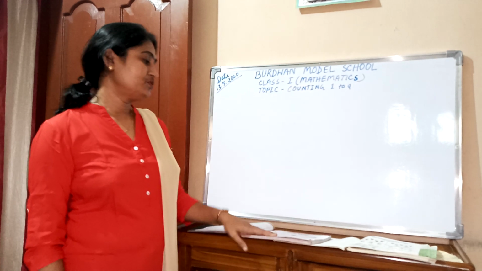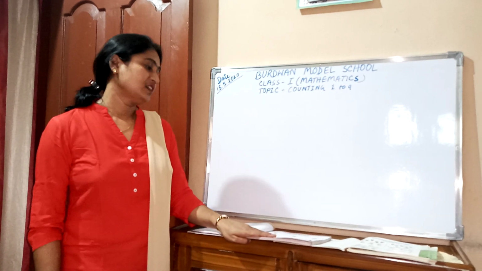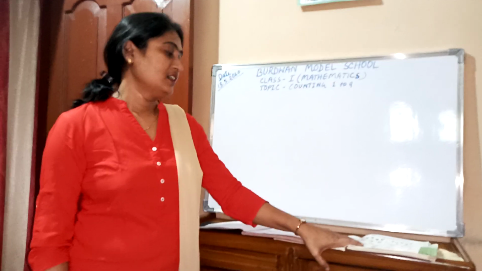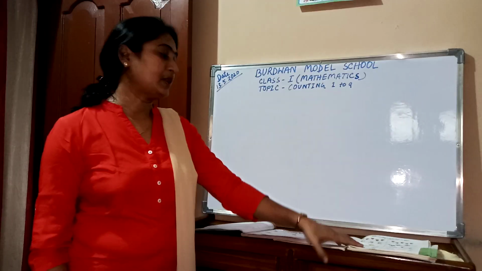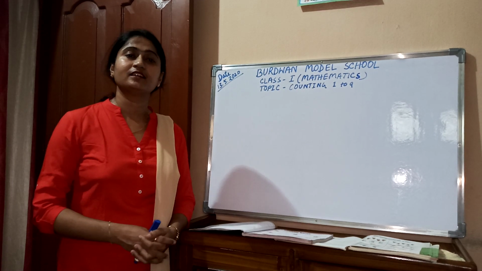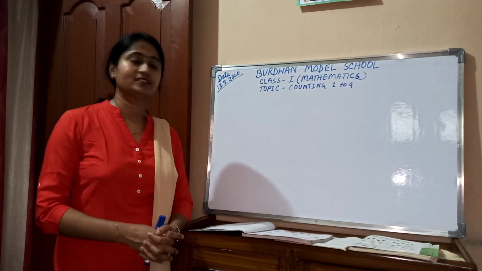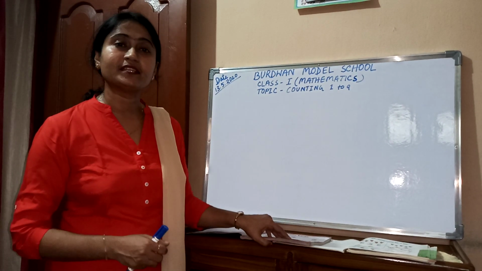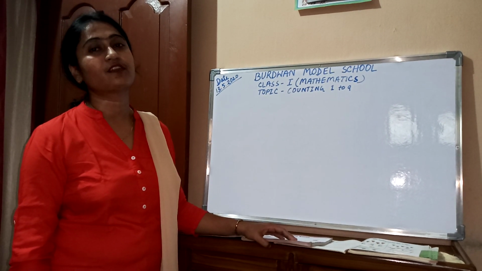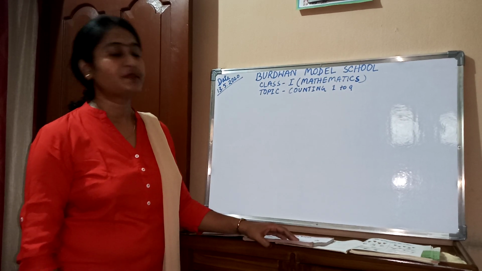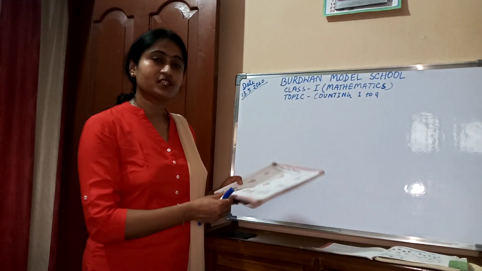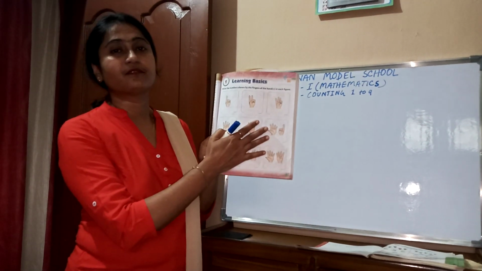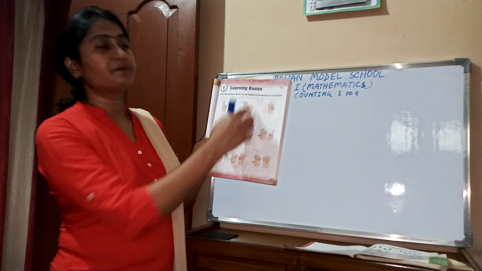Okay, now today class 1, previous day we have started the new chapter, that is chapter number 2, numbers from 1 to 9. That chapter related chapter in composite book is chapter number 1, learning basic. So today we will practice from our composite book. Please all of you take out your composite book, page number 7, the first chapter, learning basic.